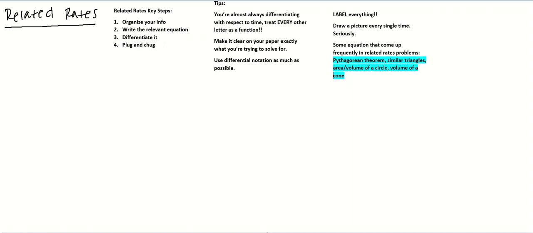This is not an exhaustive list, but these are just some of the more common equations that come up. So make sure you remember what they are. I think a lot of times students are trying to do step 2 over here, write the relevant equation, and they're really struggling, and then someone goes, well, what about using similar triangles, for example? And they just go, oh, I completely forgot that's a thing. So keeping these in the back of your mind and knowing that they might come up in a related rates problem might really help you with the writing the relevant equation step.